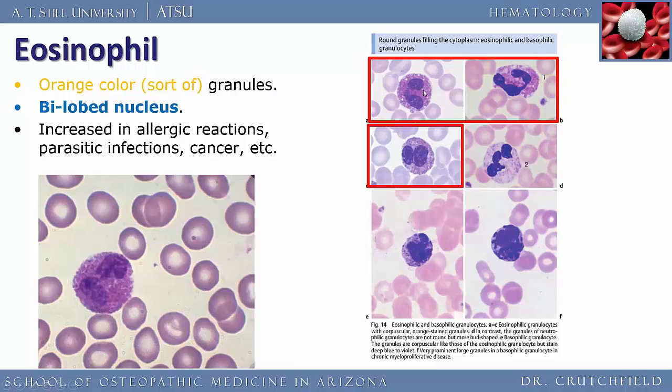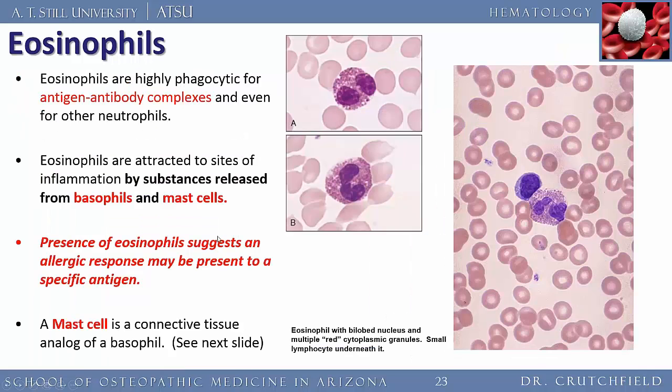Bilobed nucleus, red granules, eosinophil, seen in allergic reactions. So if you have really bad allergies or you're allergic to something and you come in and I draw your blood, we're probably going to see what's called eosinophilia. These eosinophils are highly phagocytic for antigen-antibody complexes, and they can even chomp away and eat other neutrophils. They are attracted to sites of inflammation by substances released from basophils and mast cells. And we're going to look at a mast cell on the next slide. The presence of eosinophils, as I've already said, suggests an allergic response to a specific antigen.